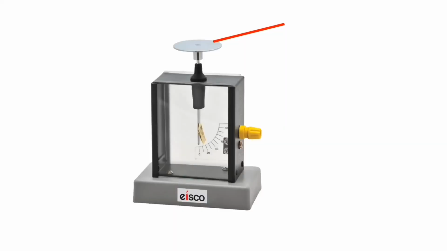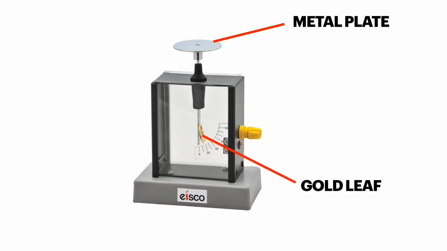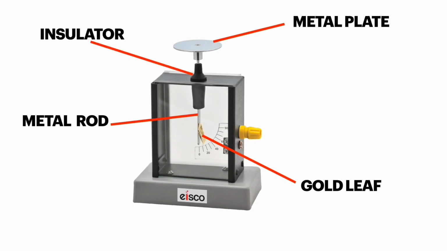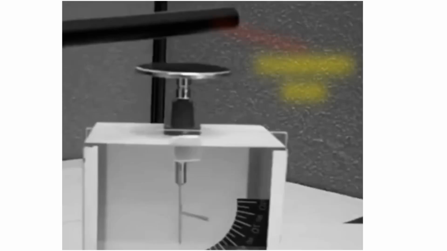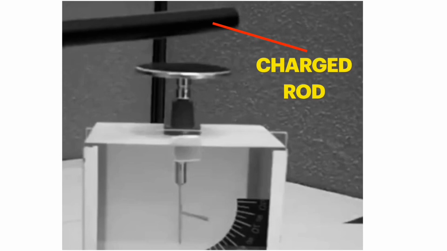The electroscope that is commonly used is the one with the gold leaf. The electroscope with the gold leaf is made up of a flat metal plate, gold leaf, metal rod, and an insulator. When a charged rod is brought close to the copper plate of the electroscope, the gold leaf would rise.